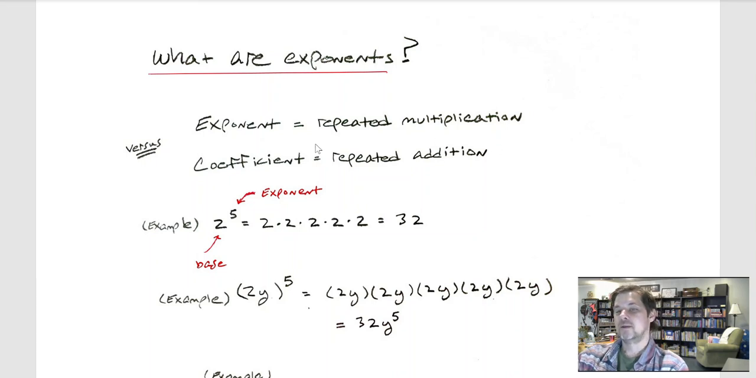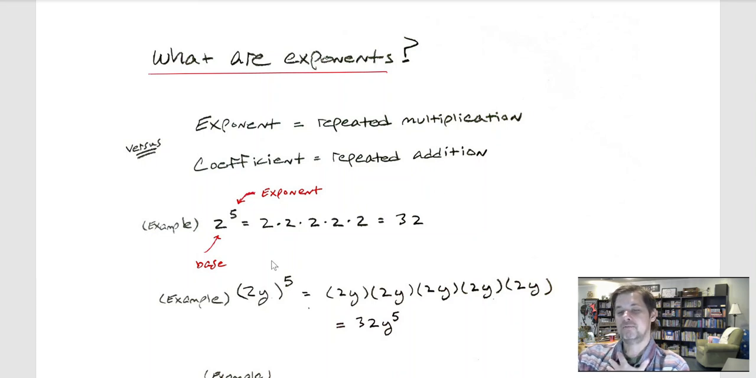Okay, so first, I'd like to distinguish two different things. There are exponents, and then there are these other things called coefficients. And they're different, but we should know about both of them. And if I'm going to talk about one, I should probably talk about the other. Okay? Exponents refer to repeated multiplication, and coefficients refer to repeated addition. Now, I'll give you examples of both.